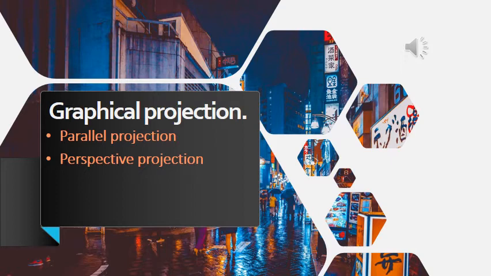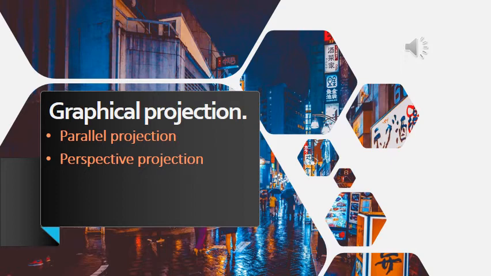So when we talk about graphic projection, the two basic types of graphic projection or 3D drawings are parallel projection and perspective projection. As we have already started doing perspective projection, you can understand a little bit that it has different angles which are used in perspective projection.